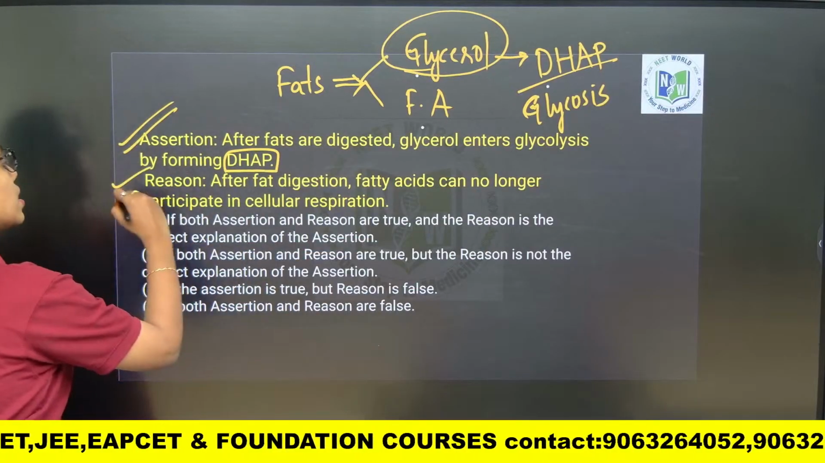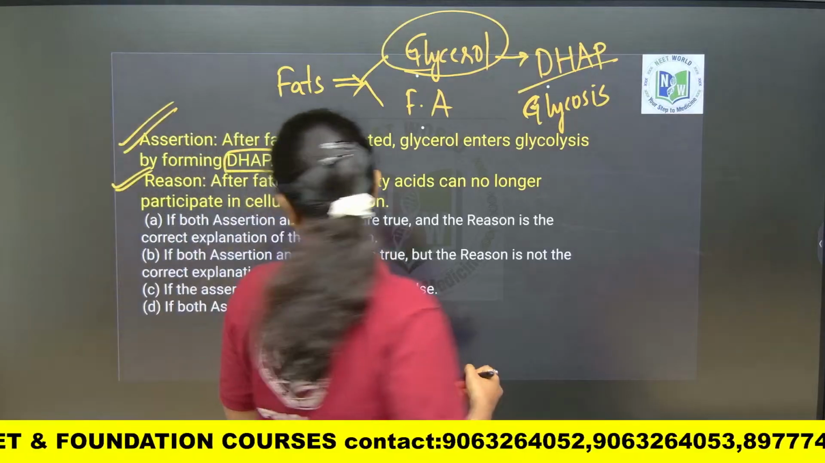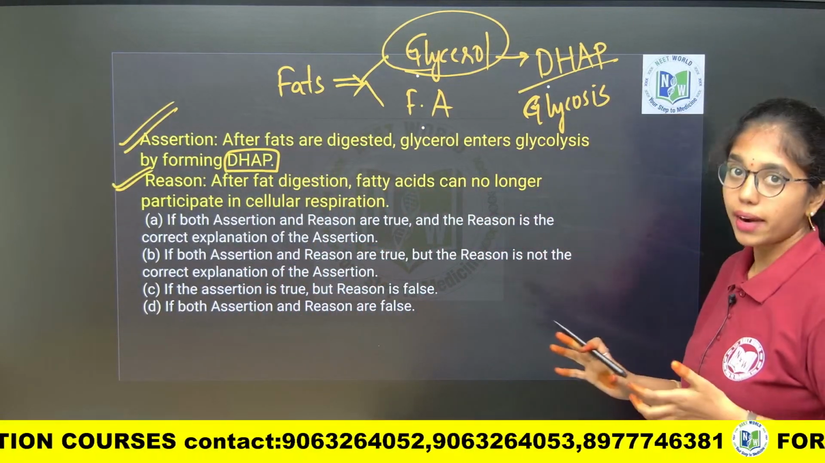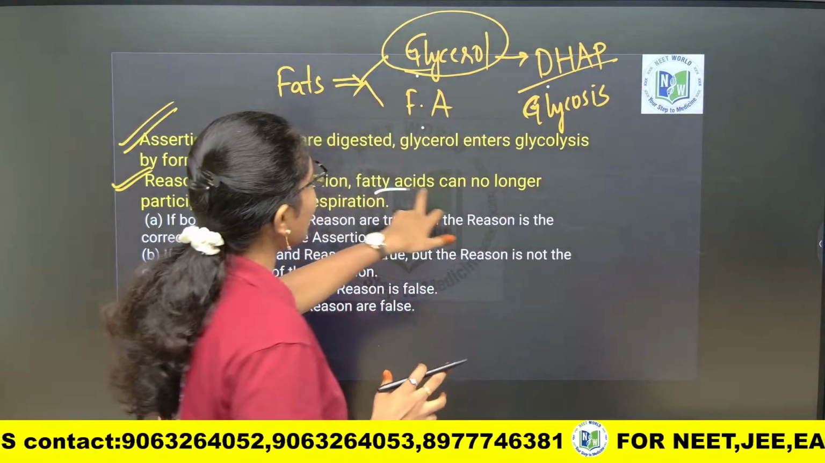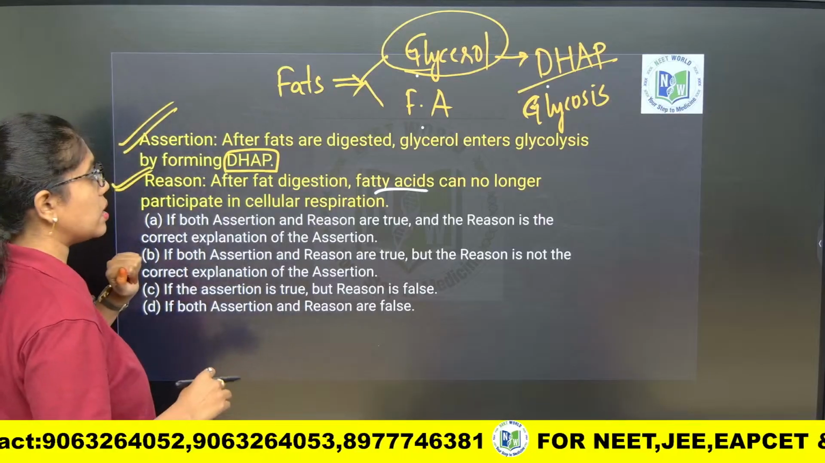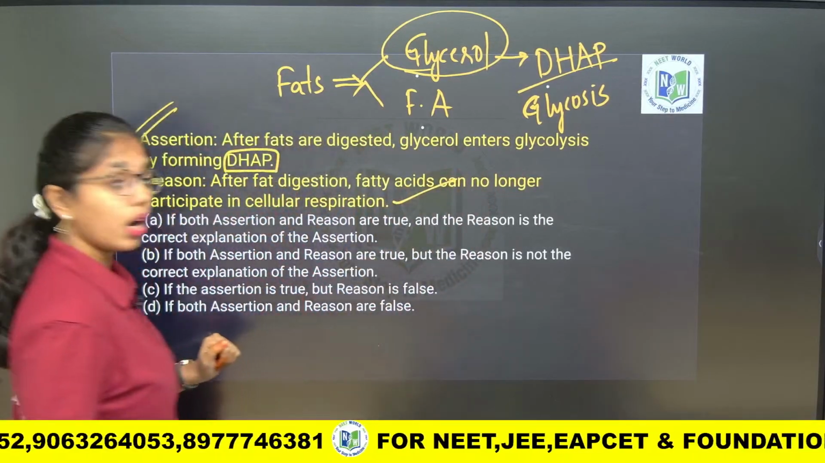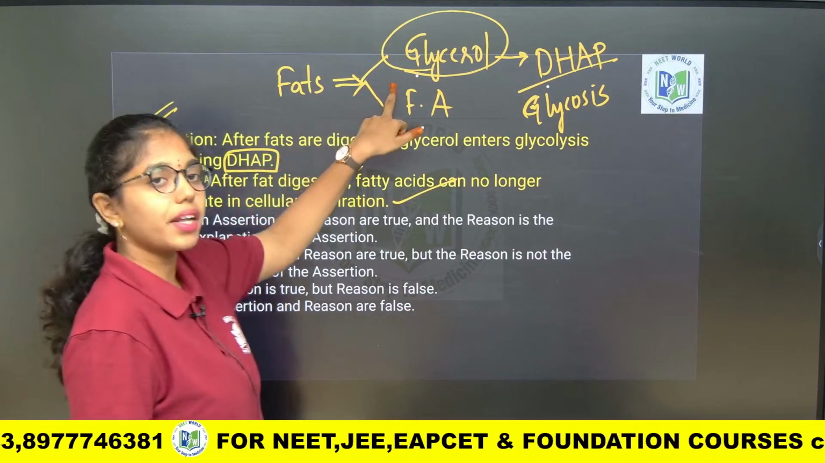Next, in the reason, if you see, after fat digestion, fatty acids can no longer participate in cellular respiration. So, after fat digestion, fatty acids can no longer participate in cellular respiration. This is true, because fatty acids will not be entering cellular respiration, glycerol is entering the pathway.